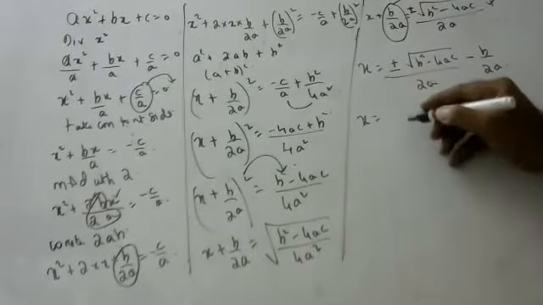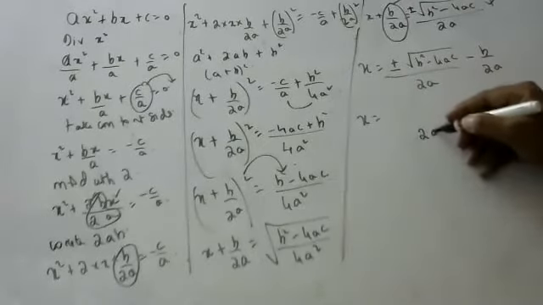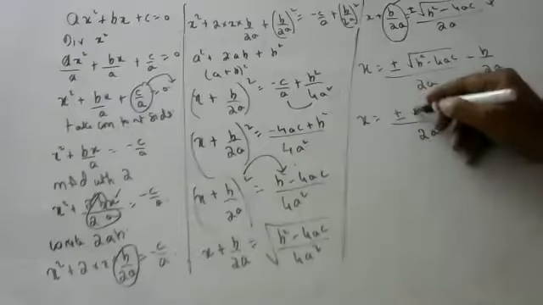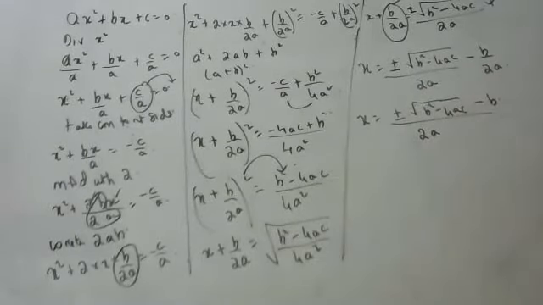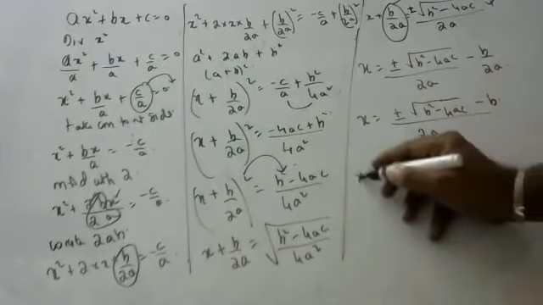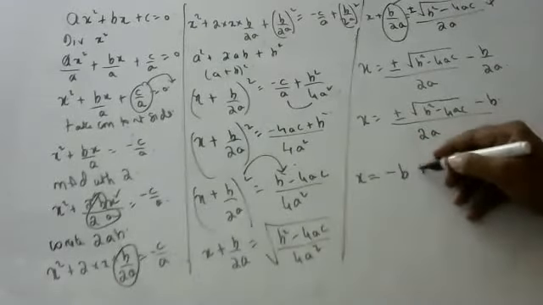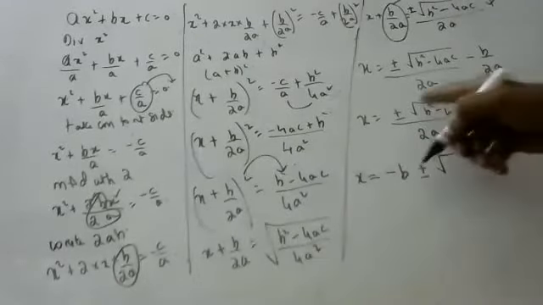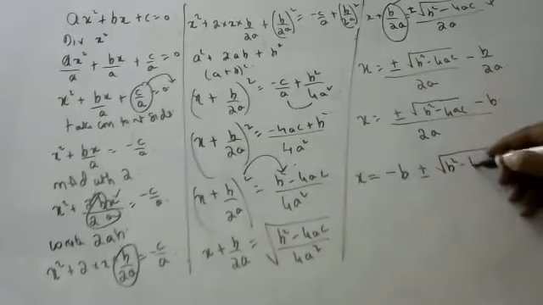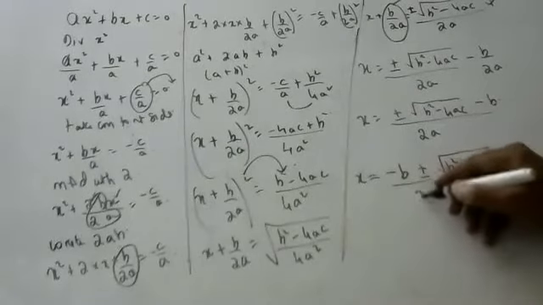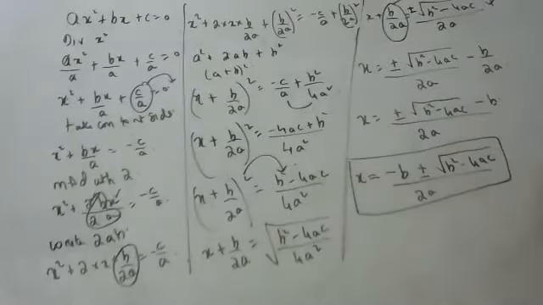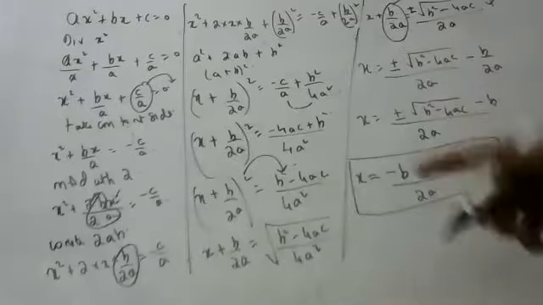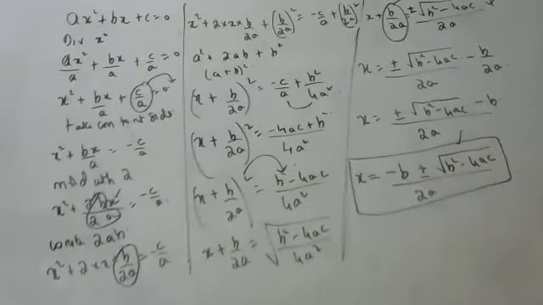Okay, x is equal to, 2a is the LCM, children. So plus or minus root of b square minus 4ac, minus b. Okay, children, this is final. We will write minus b plus or minus under root of b square minus 4ac by 2a. This is the formula we can use to solve any quadratic equation. Whenever you are not in a position to split the quadratic equation, you can use this formula directly, children.